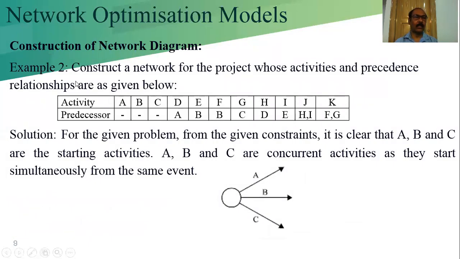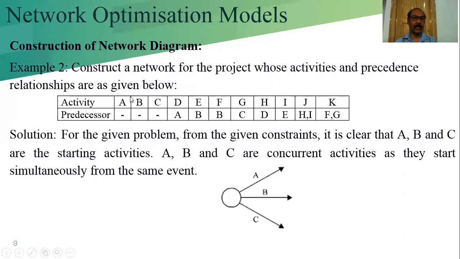Now we are considering another example. Construct a network for the project whose activities and the precedence relationship are as given below. These are the activities and the predecessors given like that.